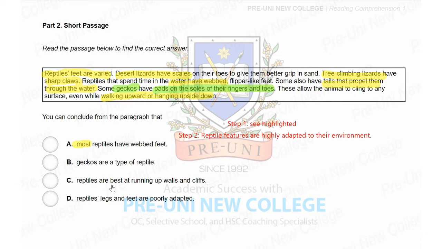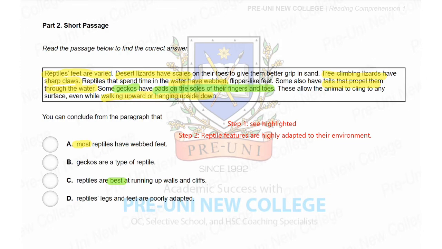Option C says reptiles are best at running up walls and cliffs, and even though we do know that they can climb up walls and cliffs, we don't know if they are necessarily the best, so we can't conclude this information. And finally, reptiles' legs and feet being poorly adapted would be the opposite conclusion that you can make after reading this text.